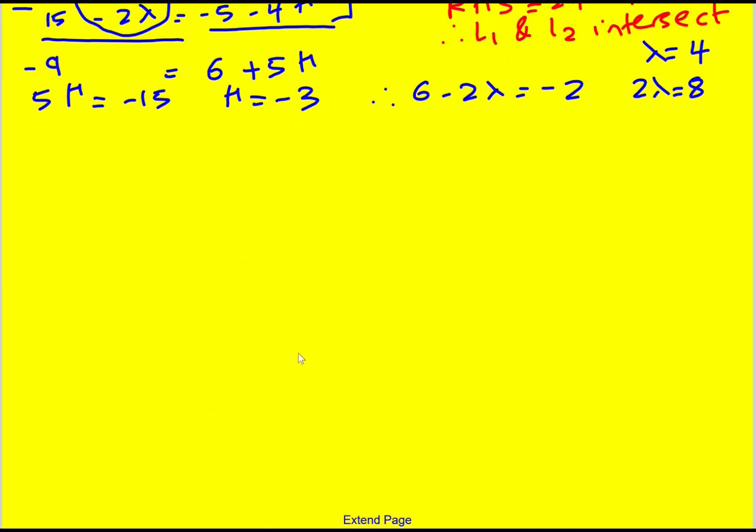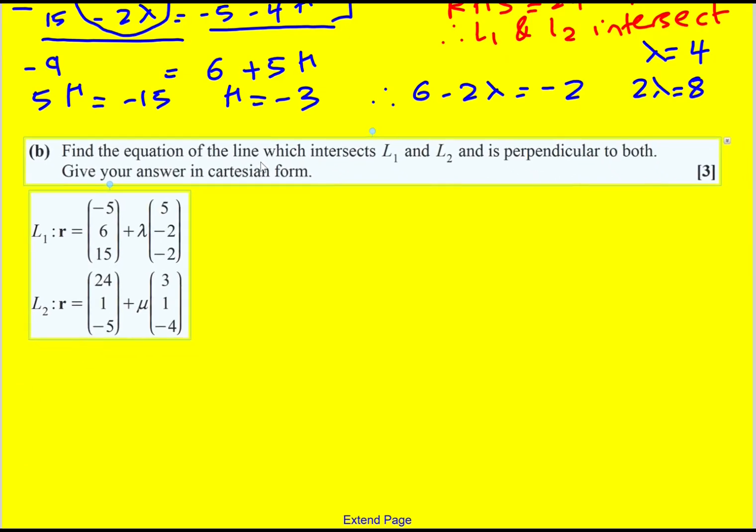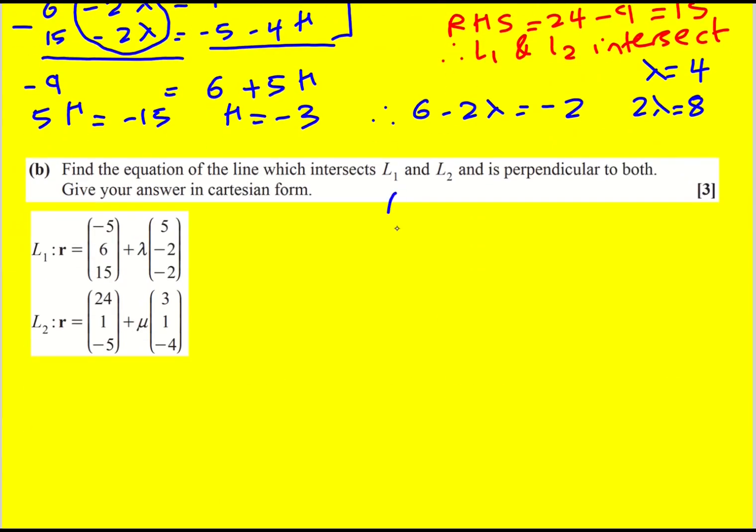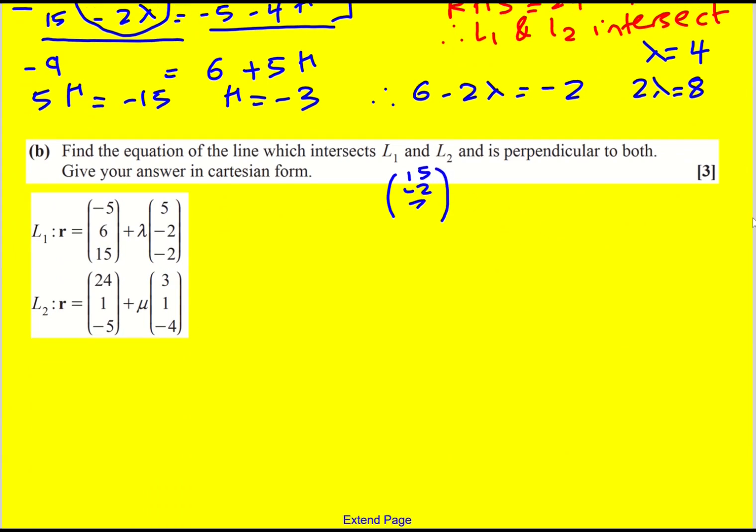On to part 2. We're asked to find the equation of the line which intersects L1 and L2. Remember, we've actually just found out where they intersect. It was at 15, -2, 7. And the line is perpendicular to both, giving our answer in Cartesian form.